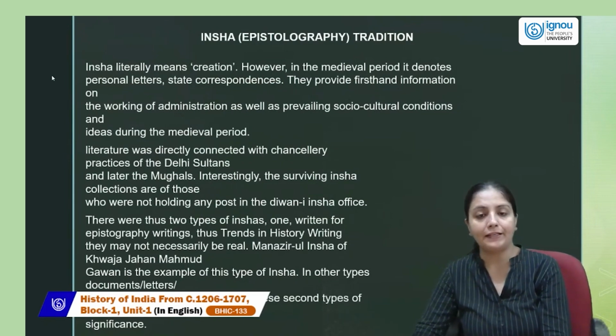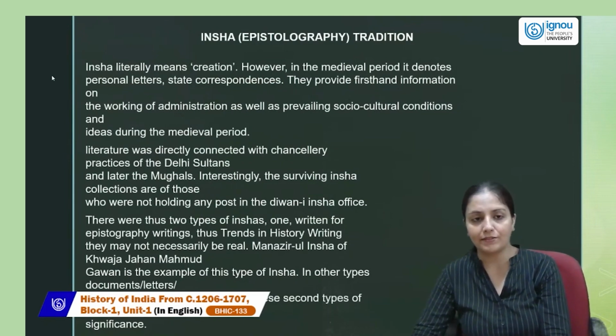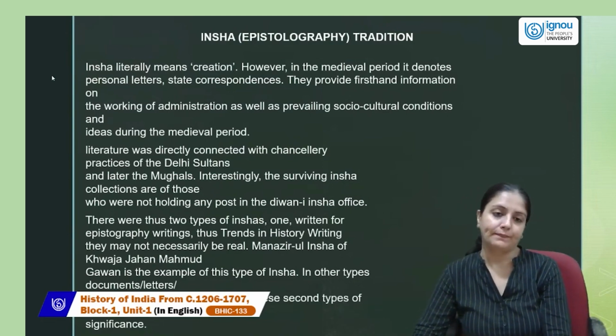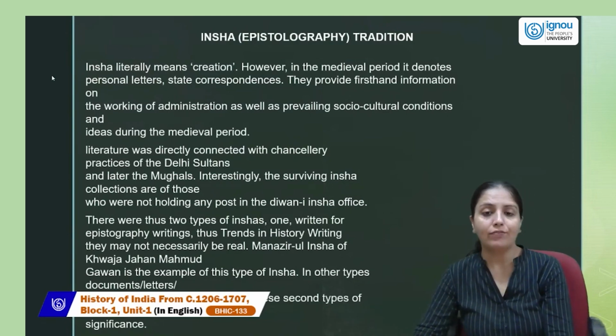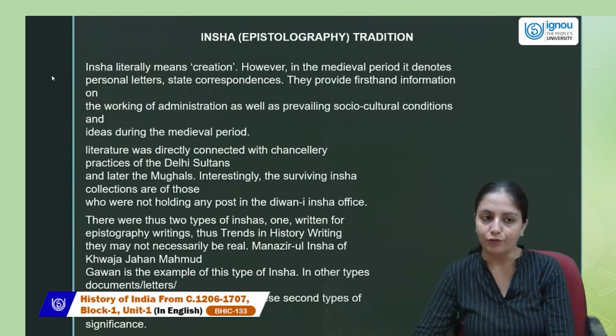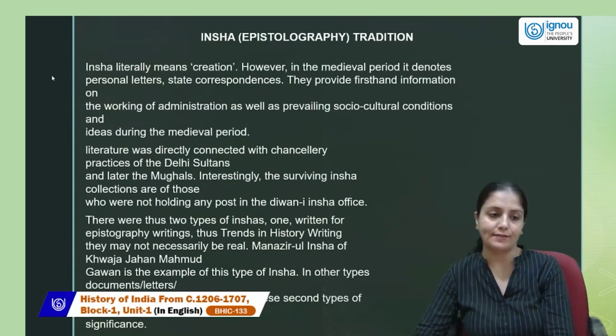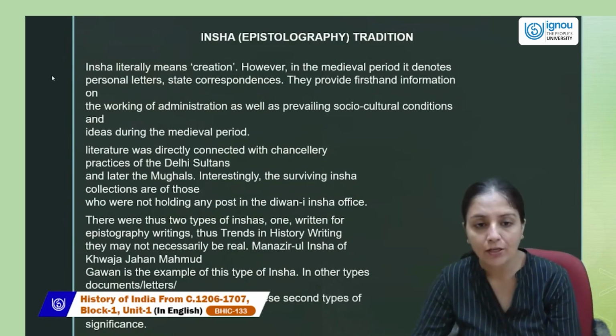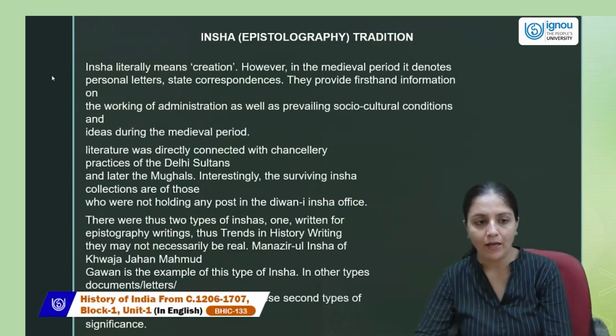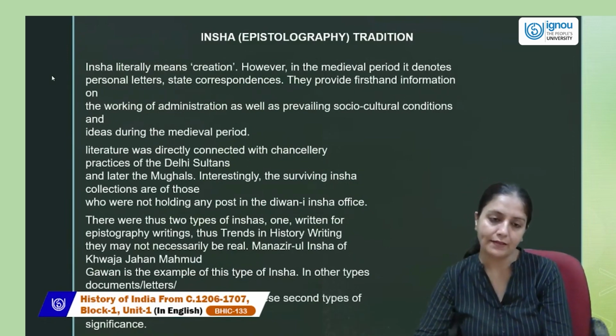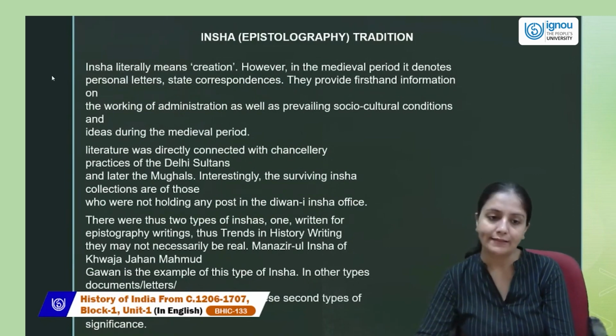Literature was directly connected with chancellery practices of the Delhi Sultans and later the Mughals. Interestingly, the surviving Insha collections are of those who were not holding any post in the Diwan-e-Insha office, meaning an official post. That's why there are two types of inshas. One is written for historiography writings. That's why, in trends in history writing, they may not necessarily be real.